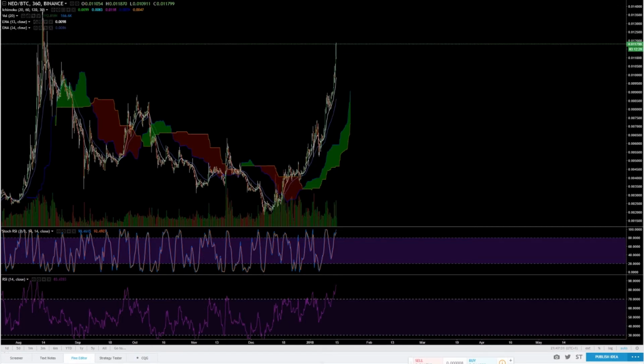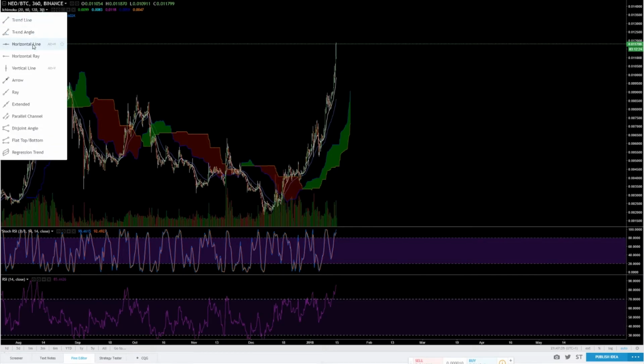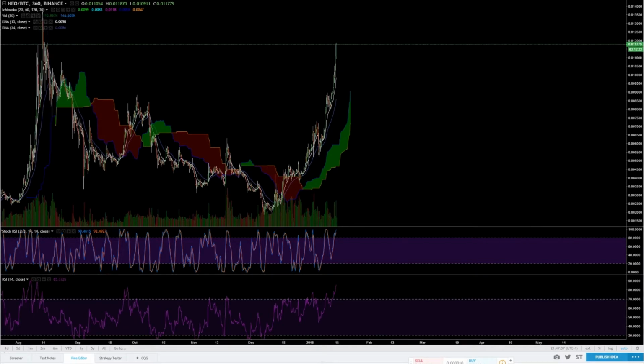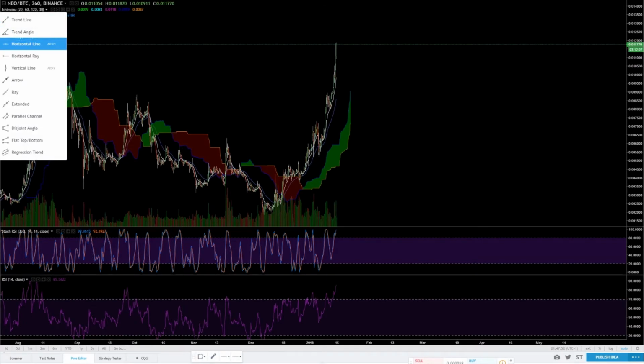So you can either use the lines, remember this tool, the horizontal line, or you can use the Fibonacci. And to put your support and resistance lines on, I like to use the Fibonacci tool, but some people only want to use support and resistance lines. Just one big tip, guys, don't put too many support and resistance lines on there.